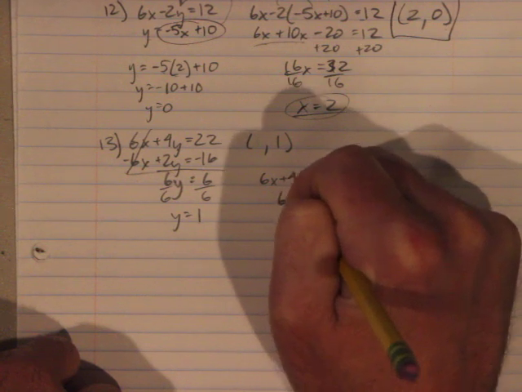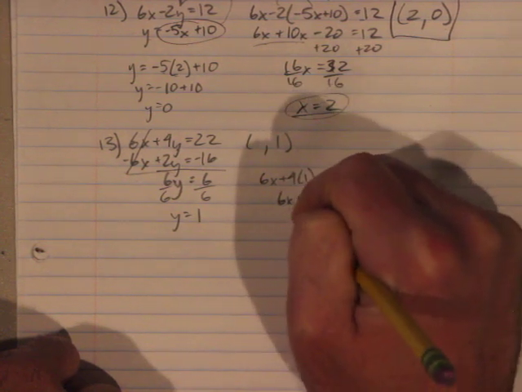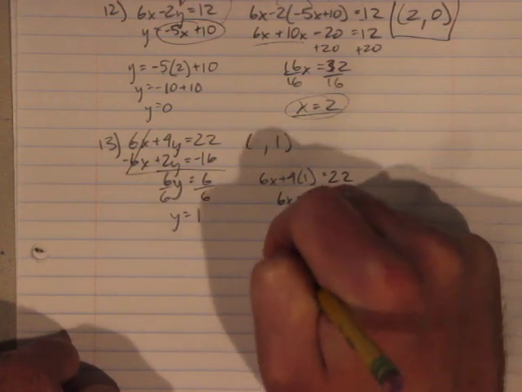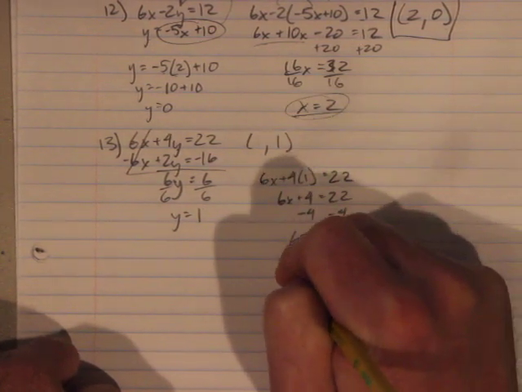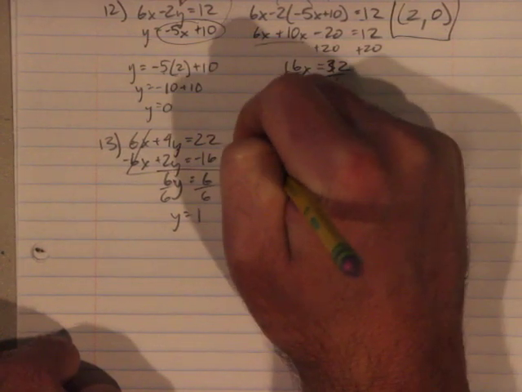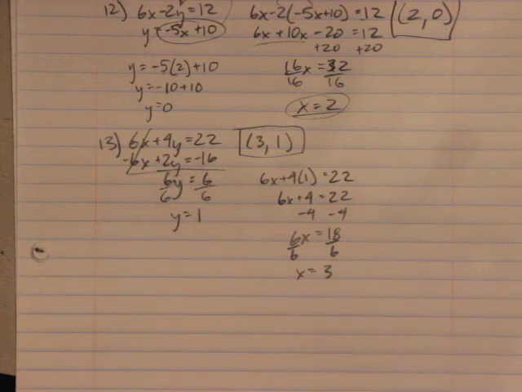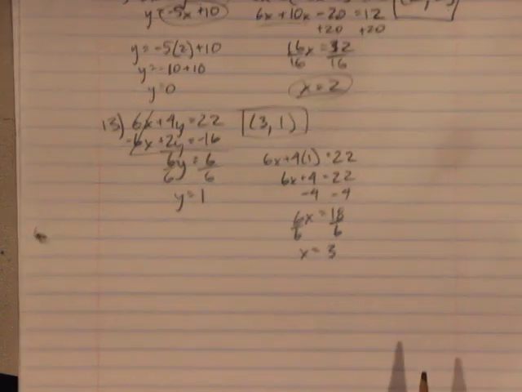6x plus 4 equals 22. Subtract 4 from both sides. 6x equals 18. Divide both sides by 6. x equals 3. 3, 1 is your solution. That's where these two lines cross. Number 14.